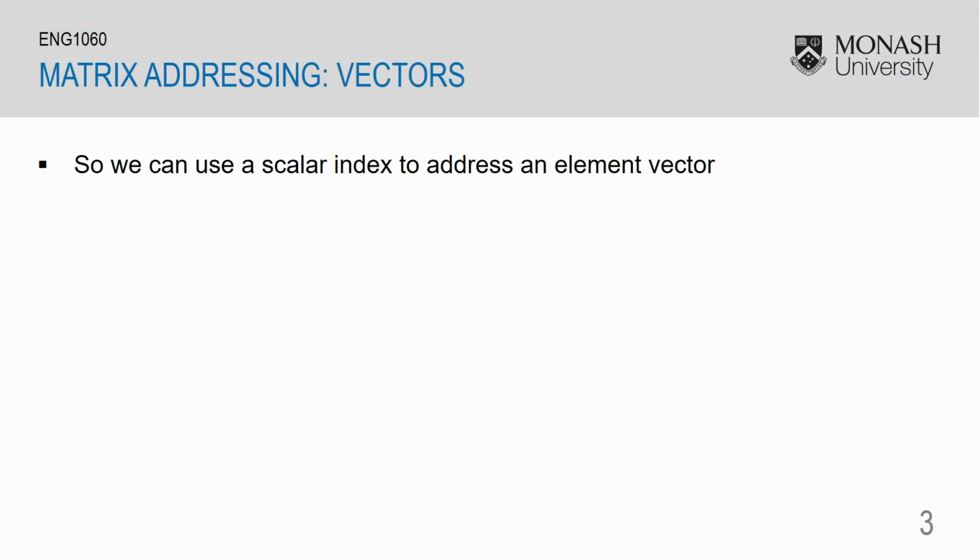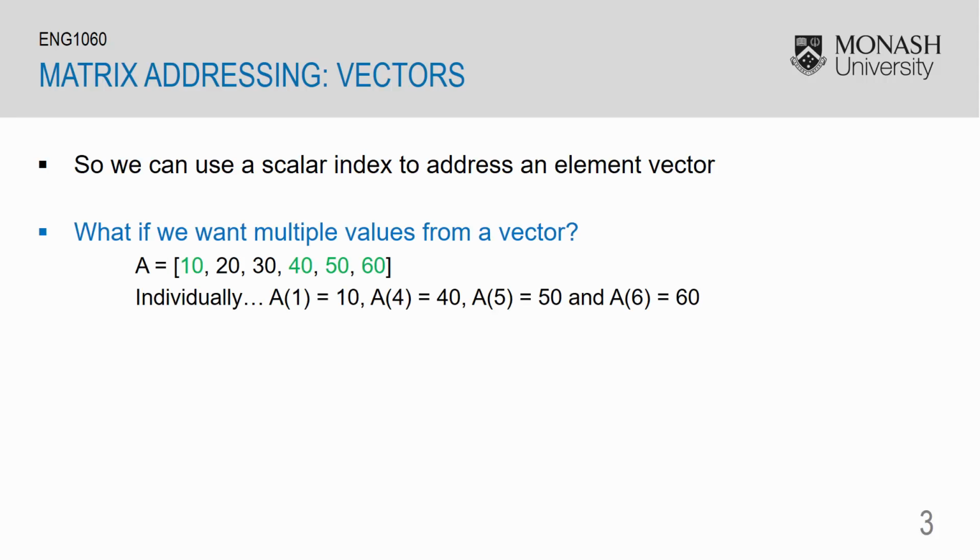So it is quite straightforward to reference a vector, whether it be a row or column vector. Since there is only one direction for vectors, the scalar index will give the corresponding element of the vector. However, suppose we want to reference multiple values from a vector. Well, we can do so by referencing them individually and then combining them all into a vector. However, this is a bit tedious.